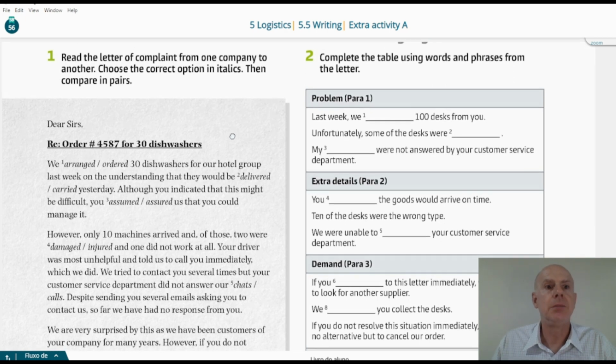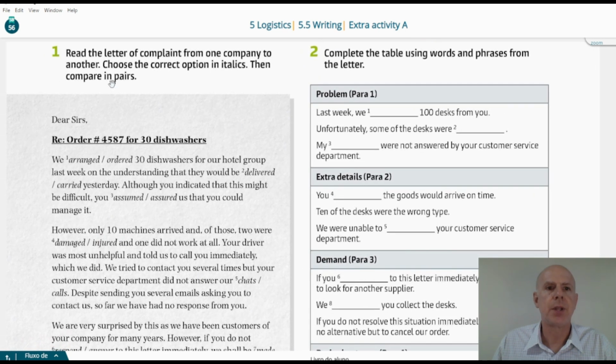Well, let's learn more by doing the exercise. Choose the correct option in italics. We have two options here, but basically it's a complaint about the delivery of dishwashers. The order is number 4587 for 30 dishwashers. We arranged or we ordered 30 dishwashers for their hotel group. I'm going to read it this way: for our hotel group last week.